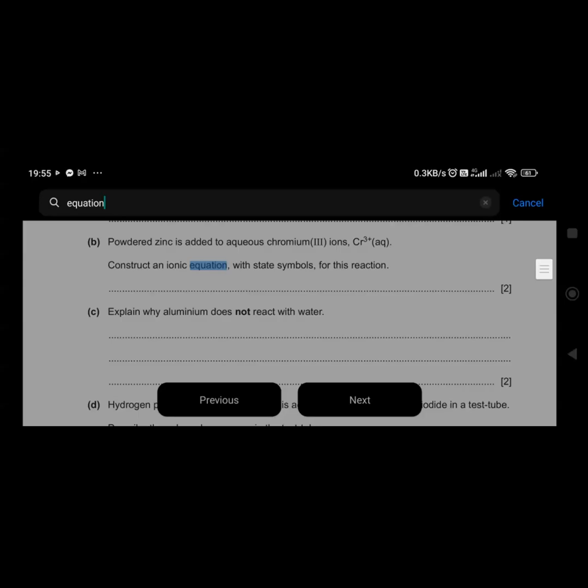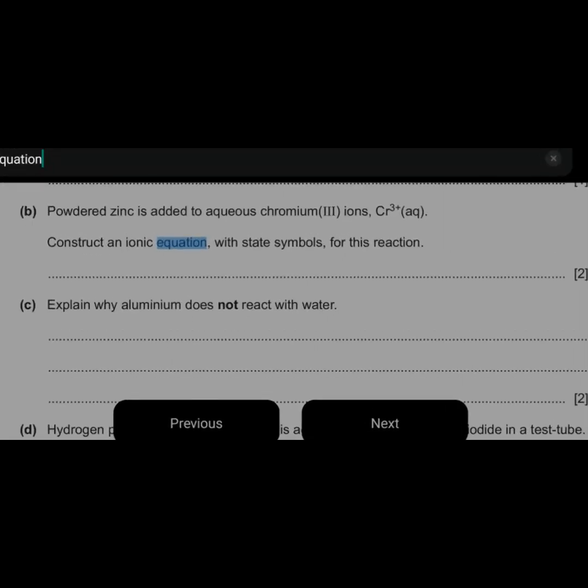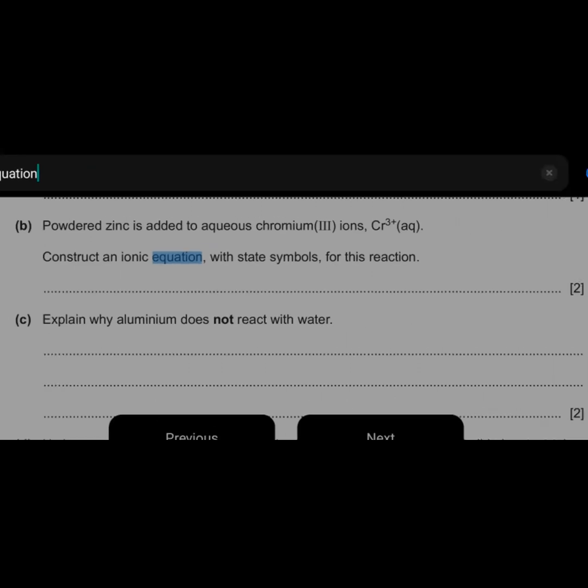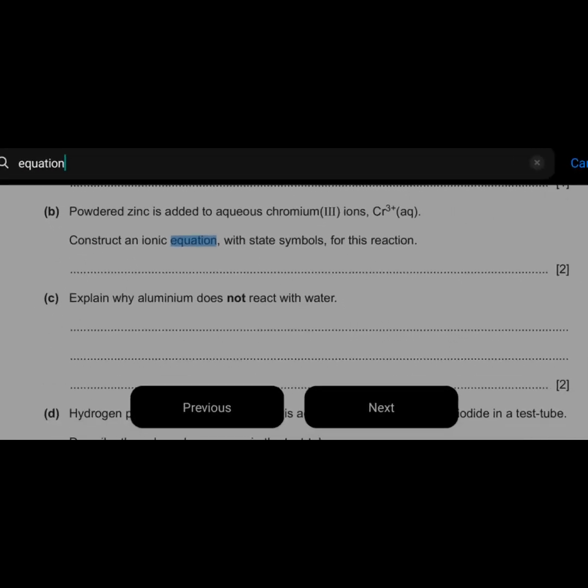Okay, now this is also one of the good ones, right? Powdered zinc. I think I missed the previous one. I'll take that too. Right, let's take this first then. Here is the first of the ionic equations again, okay? Ionic equation for powdered zinc and aqueous chromium ions.